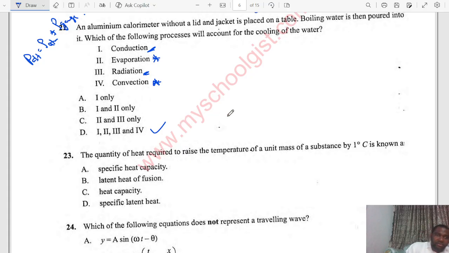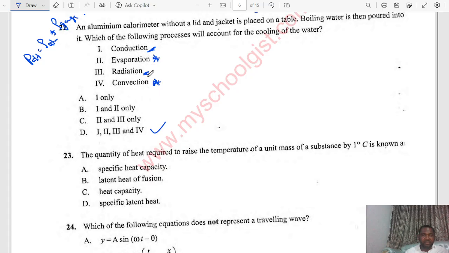Okay, so you have conduction because of the container. Once you have an aluminium container, the word aluminium tells you that it conducts heat, so it's going to lose heat by conduction. It's going to lose heat by evaporation, because some of the liquid will evaporate to the surrounding. It's going to lose heat by radiation.